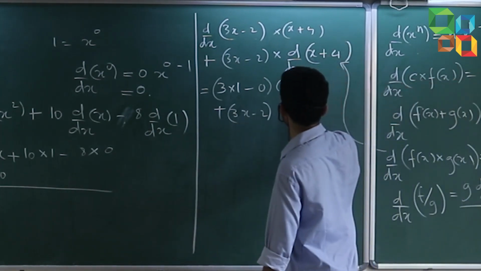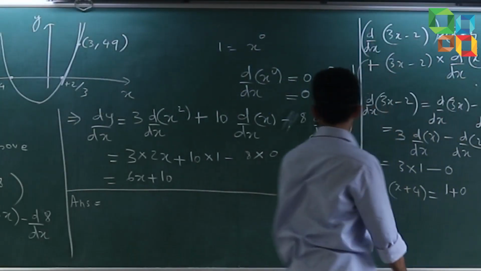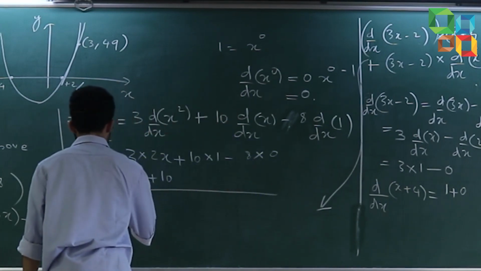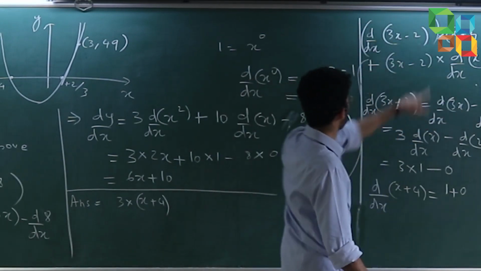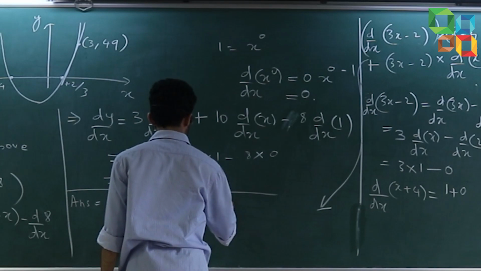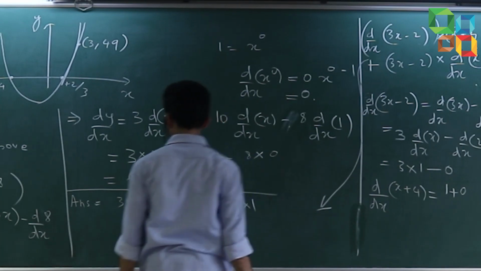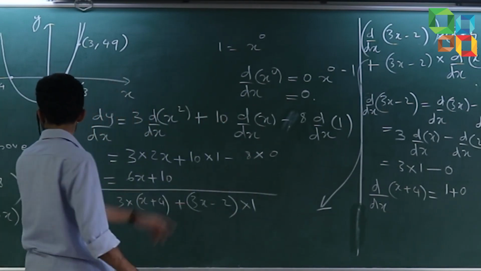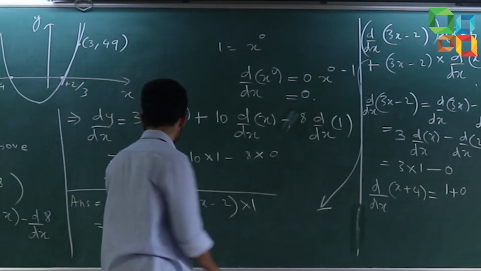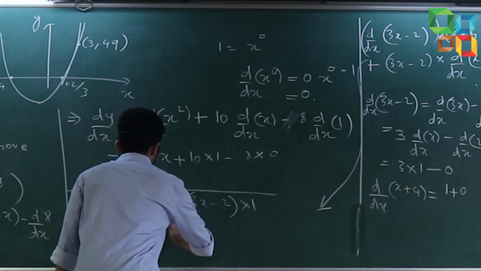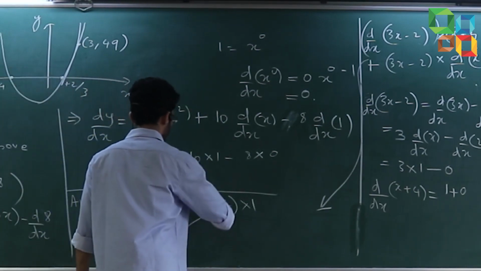Okay? 1 plus 0. x plus 4 into what? x plus 4 into 3, because this whole thing we found out is 3. And then plus 3x minus 2 into what? Derivative of that is 1. So what do you get? 3x plus 3x, which is 6x. 4 3s are 12 minus 2, which is 10. Do you see that these two are the same?